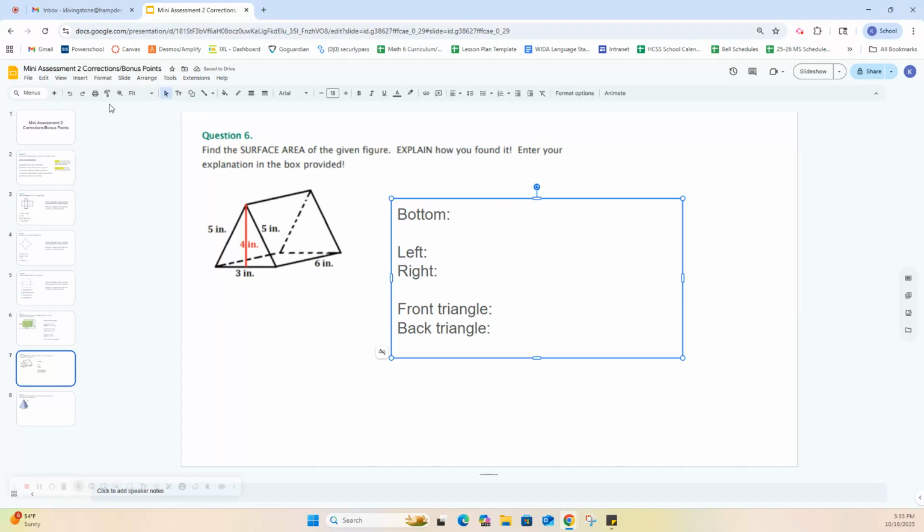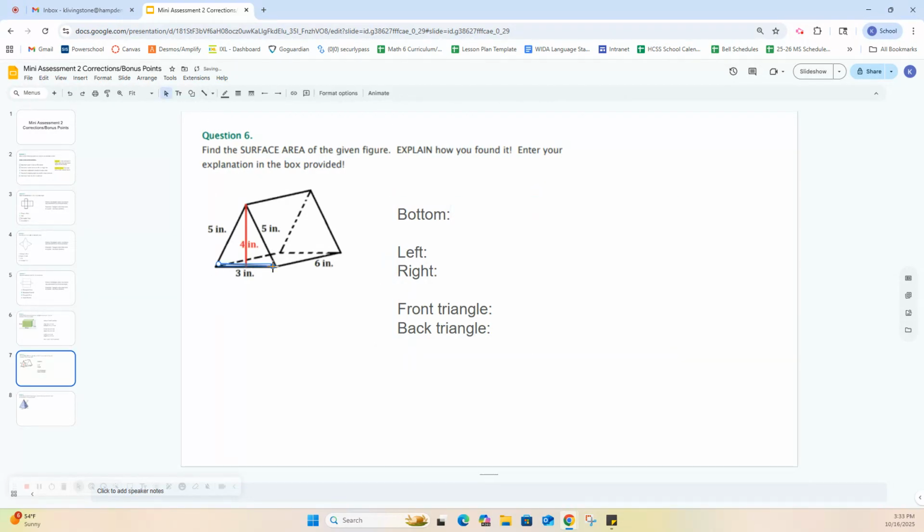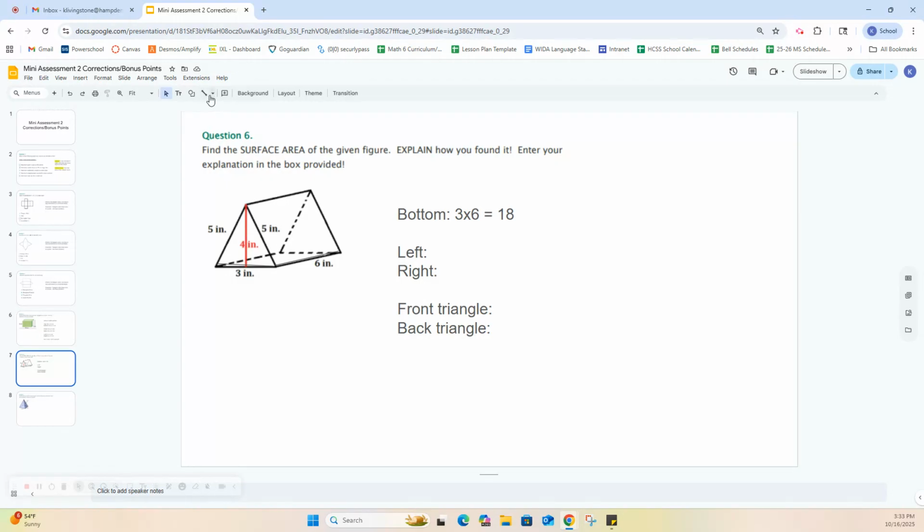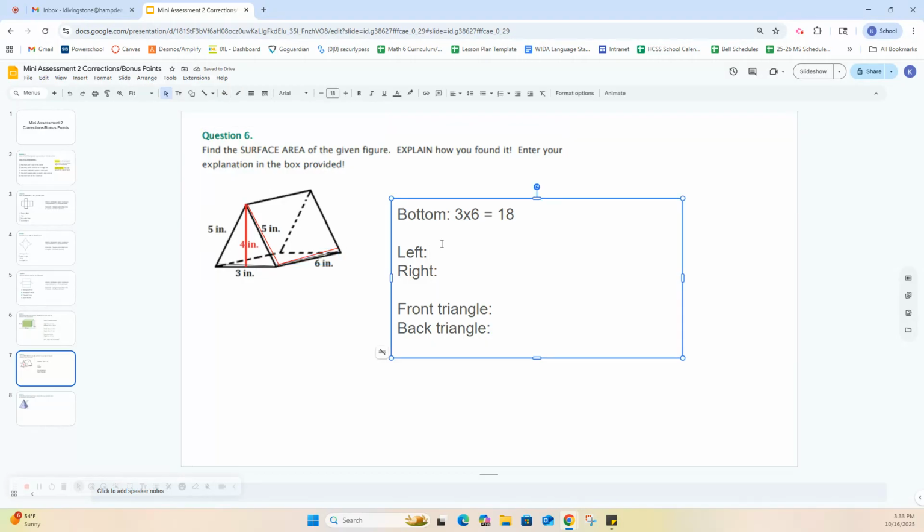All right, let's look at the bottom. If I trace over my bottom, we have 3, and then we have 6. So our bottom is 3 times 6, which is 18. Now let's look at our left and our right sides. Our left side here is 5, if you can see that. And then another line for the width we have here, which is 6. So the left and the right are each 5 times 6, which is 30.